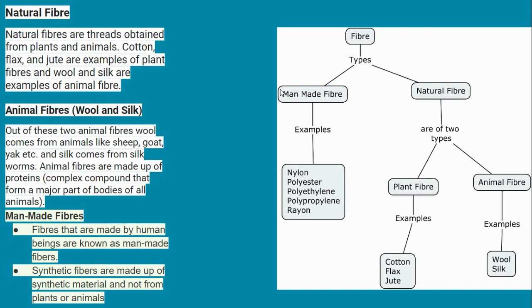Okay, now natural fiber. You all know what natural fiber is. Natural fibers are threads obtained from plants and animals. Cotton, flax, and jute are examples of plant fibers, and wool and silk are animal fibers. Wool comes from animals like sheep, goat, yak, etc., and silk comes from silkworms. Man-made fibers. What are man-made fibers? Fibers that are made by human beings are known as man-made fibers. Synthetic fibers are made up of synthetic material and not from plants or animals. So here is a chart. You can see here the examples of man-made fibers.